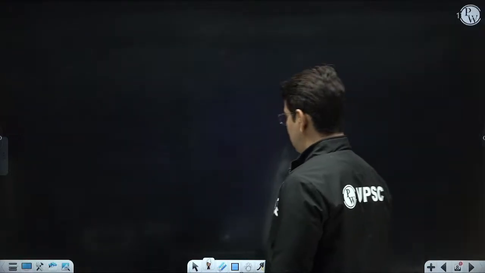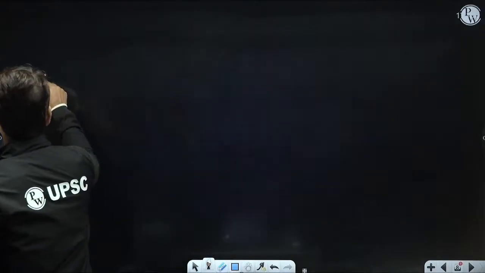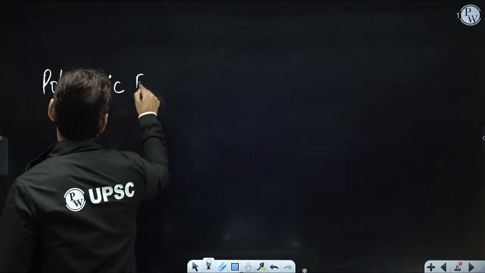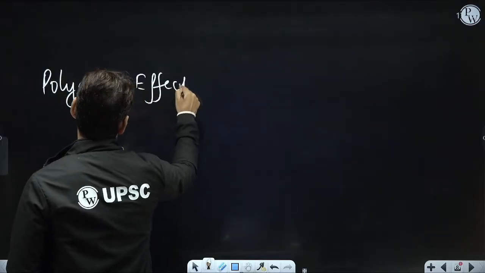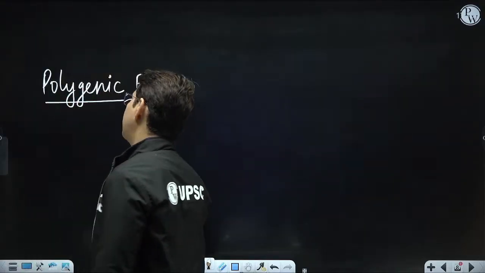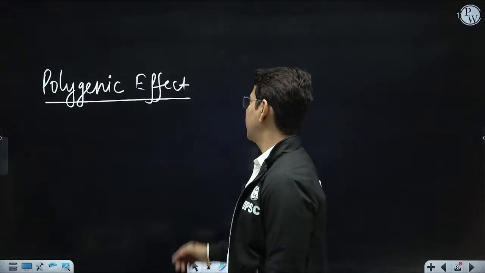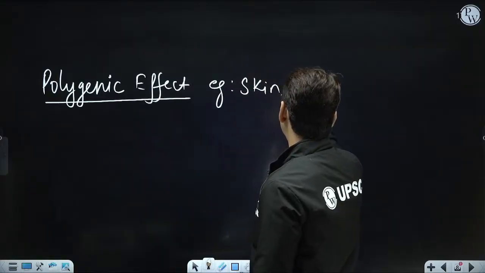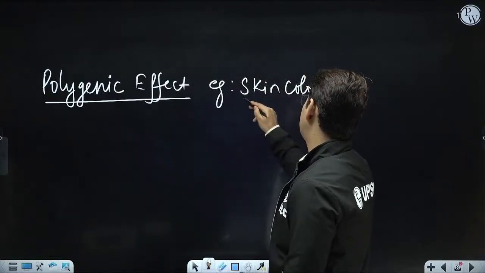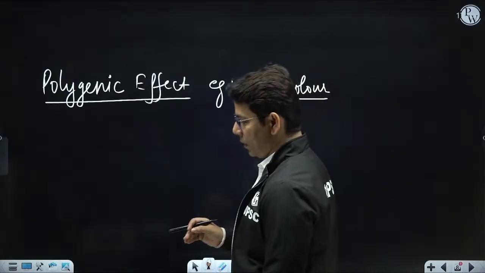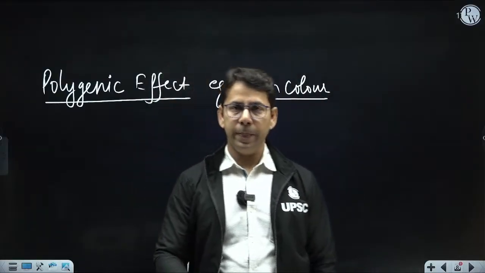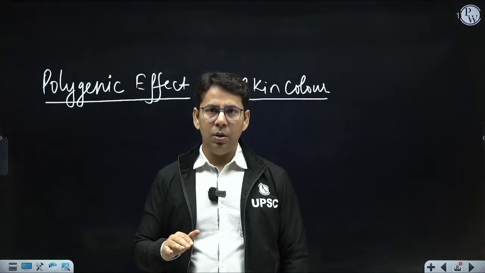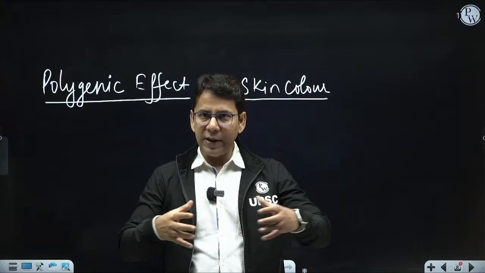And this is known as the polygenic effect. Example, skin color. So skin color is not determined by just one gene. That is why we see variation in skin color. We do see different variation in skin color.